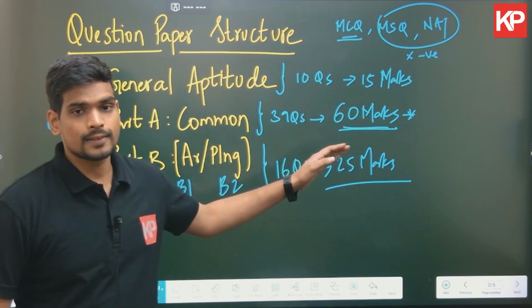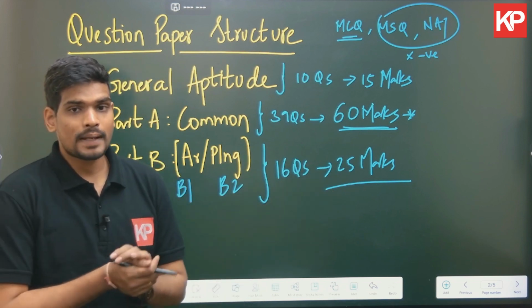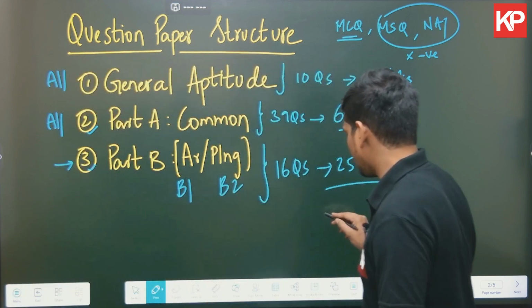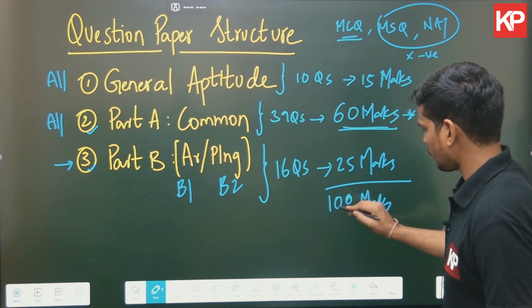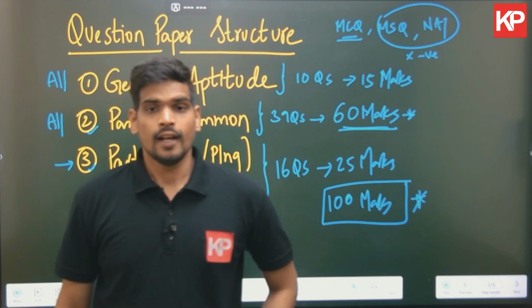You can say 60 marks is the maximum weightage for the common part, 25 marks for part B, that is architecture or planning, and 15 marks for general aptitude. So the total weightage of the GATE examination is 100 marks. So it's an exam for 100 marks.